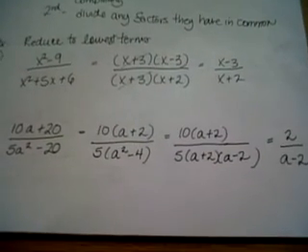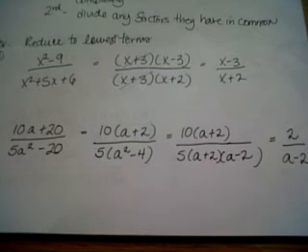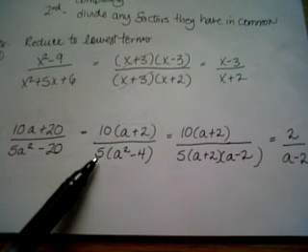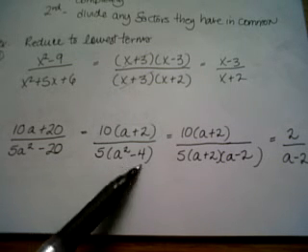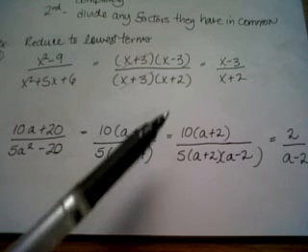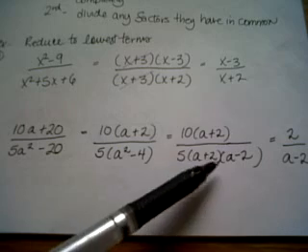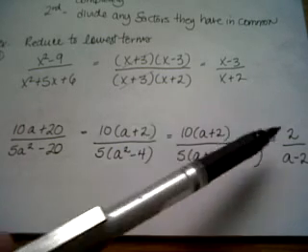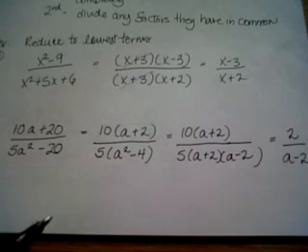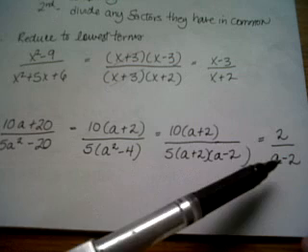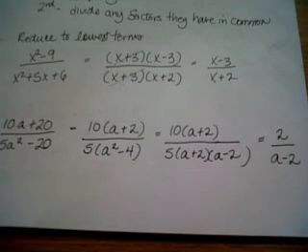Let's take a look at another example. I have 10a plus 20 over 5a squared minus 20. I can factor out a 10 on the top, and I'm left with a plus 2. I can factor out a 5 on the bottom, and I'm left with a squared minus 4. But I'm not finished. I notice this is the difference of squares, so I can continue to factor that to be a plus 2 times a minus 2. I notice that 5 will go into 10 2 times, so that gives me 2 in the numerator. And I notice that the a plus 2's will cancel out, so that leaves me with a minus 2 in the denominator.